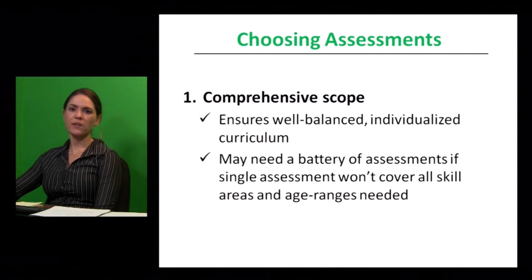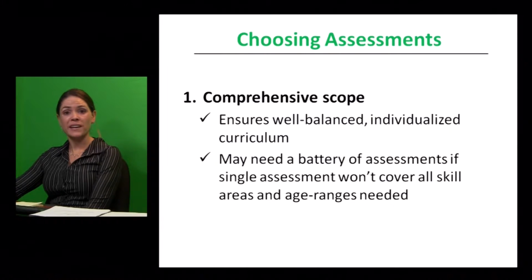So let's first talk about having an assessment that's comprehensive in scope. The idea here is, I've already said that we need to make sure we're assessing all areas of human functioning, so that means the assessment needs to be able to do this. This will allow for a well-balanced, individualized curriculum program. If we're not going to be able to address all areas, then we're going to end up with a lopsided curriculum for the child.